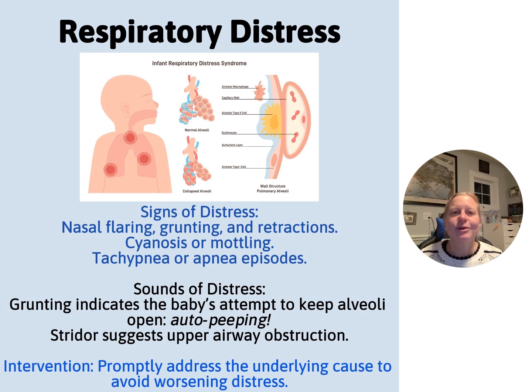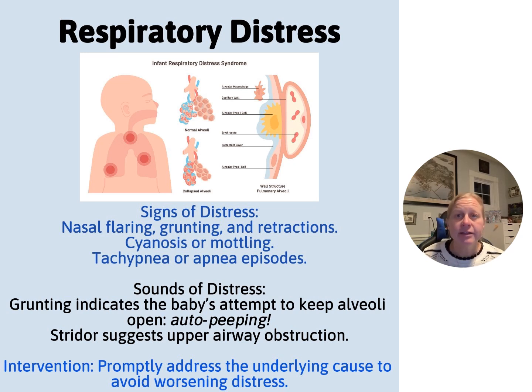So what is respiratory distress? So respiratory distress is when there is a problem with the exchanging of gases, whether that's getting oxygen to the baby or getting rid of carbon dioxide. And so a baby shows us that they are in distress with grunting, flaring, and retracting, right?